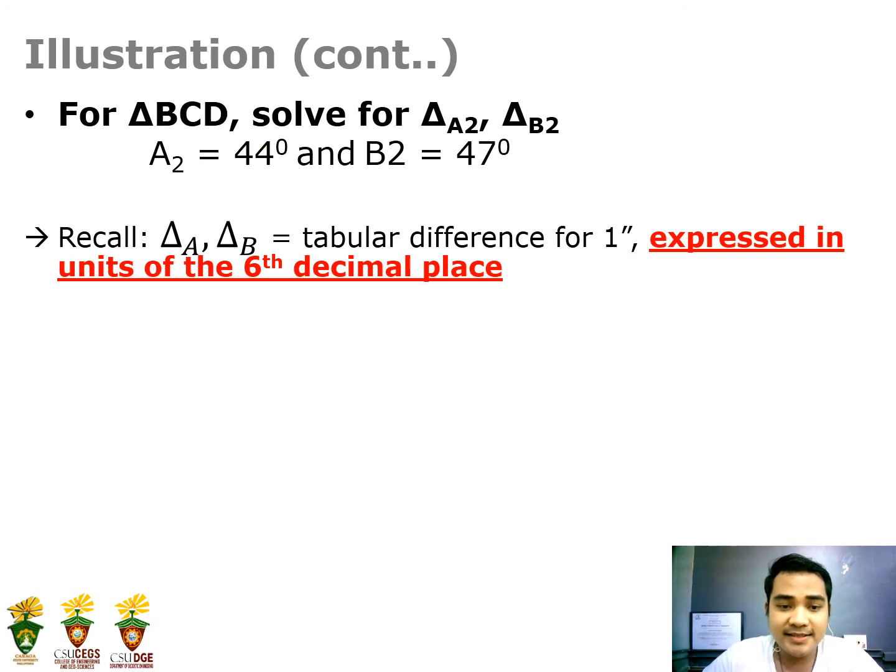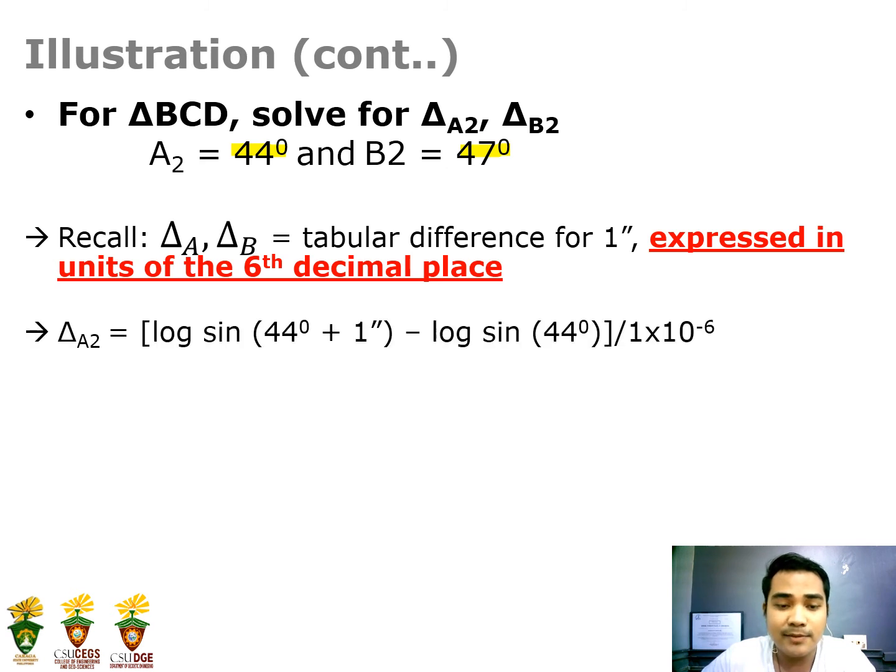So this is for the first pair of distance angles. Alright, so tapos naman ta sa A1 ug sa B1. So next na po i-solve is ang second pair of distance angles, which is ang A2 ug ang B2. So we have A2 44 degrees and B2 is 47 degrees rather. Next is we need to get the tabular difference for 1 second, and then we are going to express it into 6 decimal places.